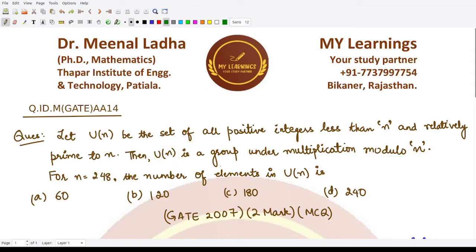So now they are saying if we take n to be the number 248, then what would be the number of elements which would be present in Un? So this is the question. Now this is a very simple question, which appeared in GATE 2007. This is a 2-mark question.